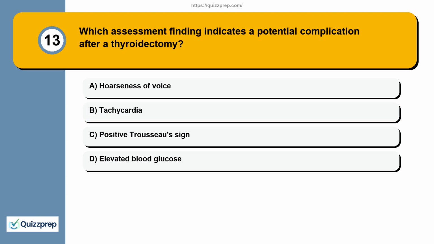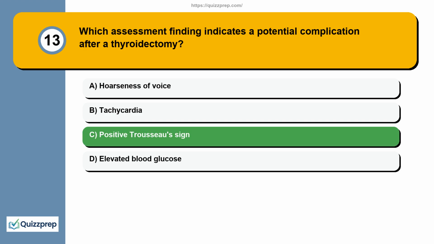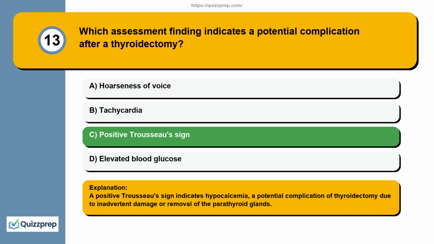Question 13. Which assessment finding indicates a potential complication after a thyroidectomy? Here are your options. Option A. Hoarseness of voice. Option B. Tachycardia. Option C. Positive Trousseau's sign. Option D. Elevated blood glucose. The correct answer is option C. Positive Trousseau's sign. Explanation. A positive Trousseau's sign indicates hypocalcemia, a potential complication of thyroidectomy due to inadvertent damage or removal of the parathyroid glands.